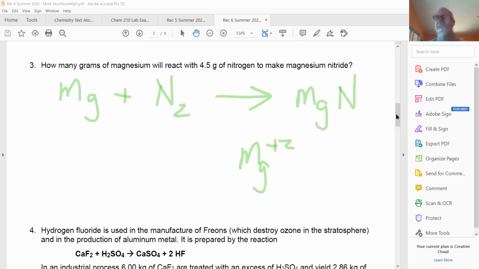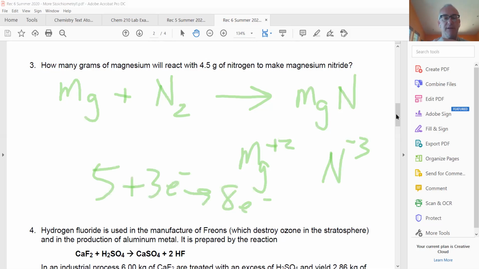Plus 2. Yeah. Remember, it's in group 2, so it's always going to be plus 2. And nitrogen, when it becomes an anion, it's always minus 3 because it's in group 5, and so it wants 3 more electrons to get to the happy place of 8 electrons. So it will be minus 3. So then we just do our crisscrossing, and that would be Mg3N2.